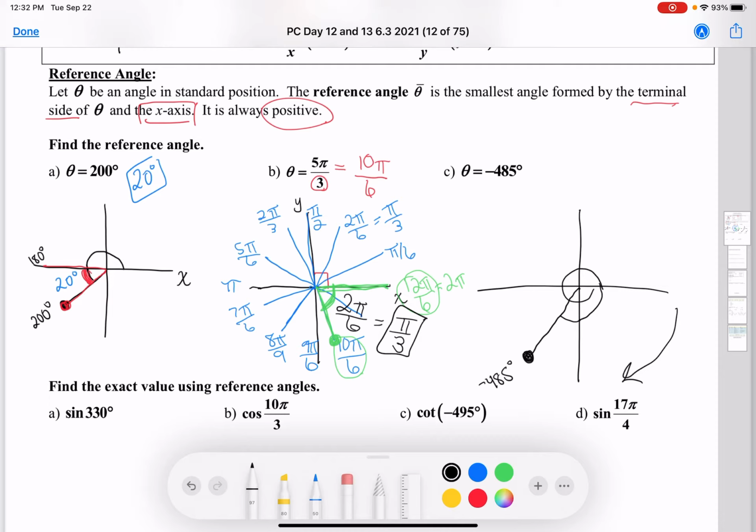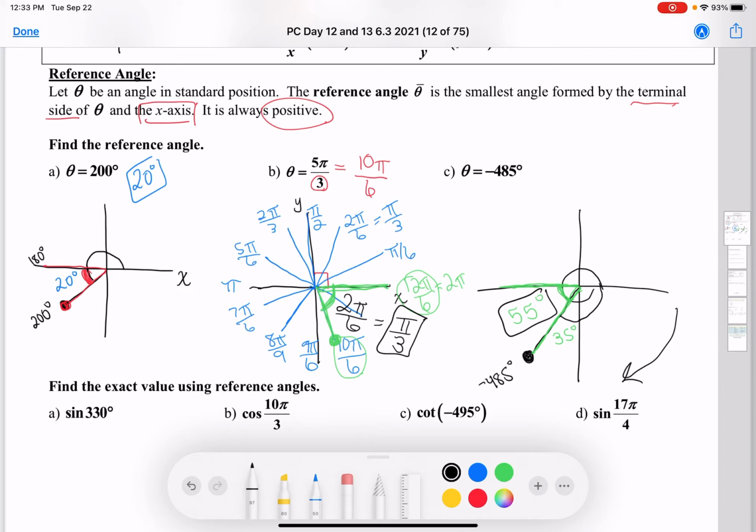And so now we want to find our reference angle. Again, the reference angle is the angle created between our terminal side, so where we stopped, and the x-axis. So if I went an additional 35 degrees here, that means that my angle created in the green, well, 90 minus 35 would give me 55. Okay, and so that would be my reference angle here, 55 degrees.